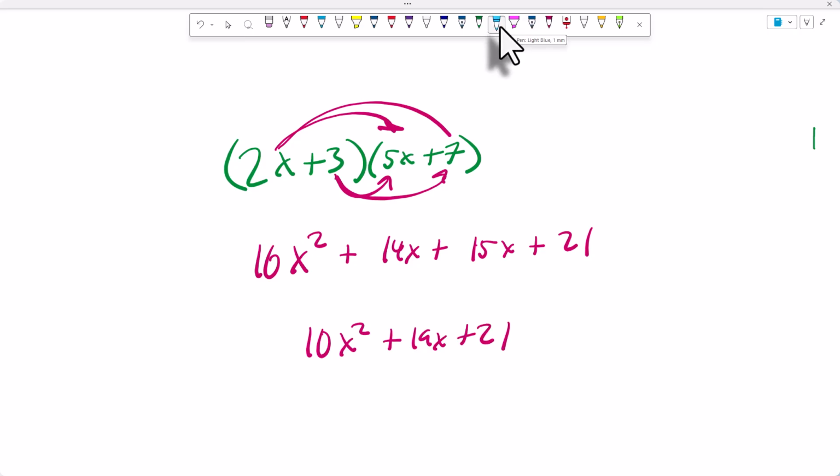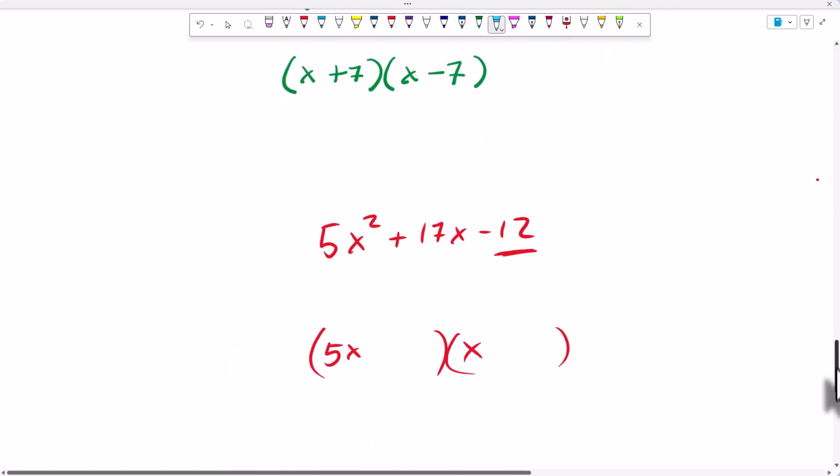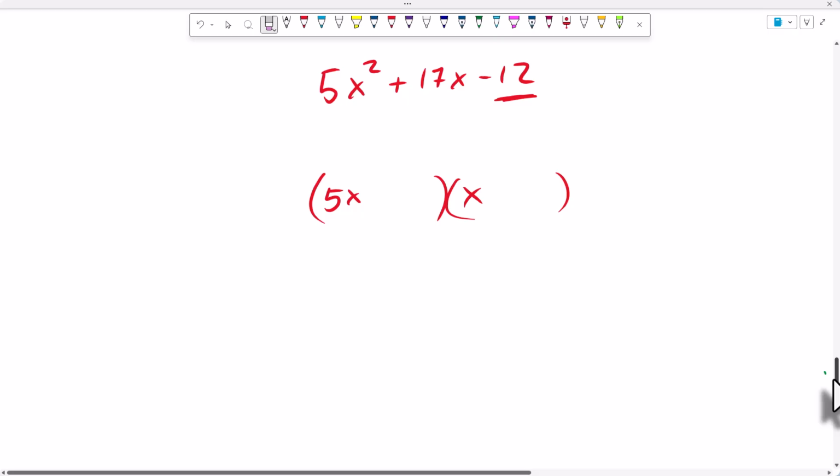Okay. But there are no factors that multiply out to 21 and add to 19. It's because these two numbers are affected by these coefficients here, the x. So we're going to do it a different method. You could guess and check, but here's how we're going to do it.